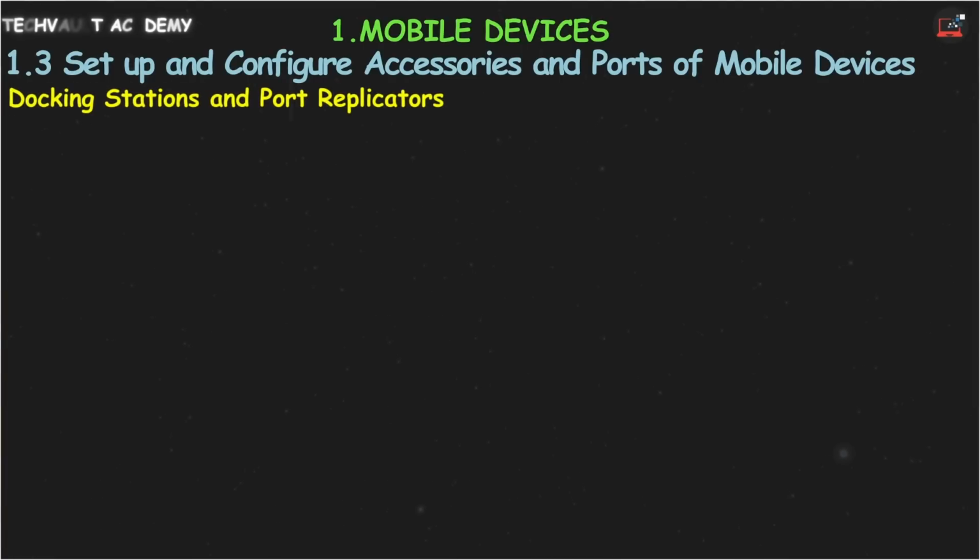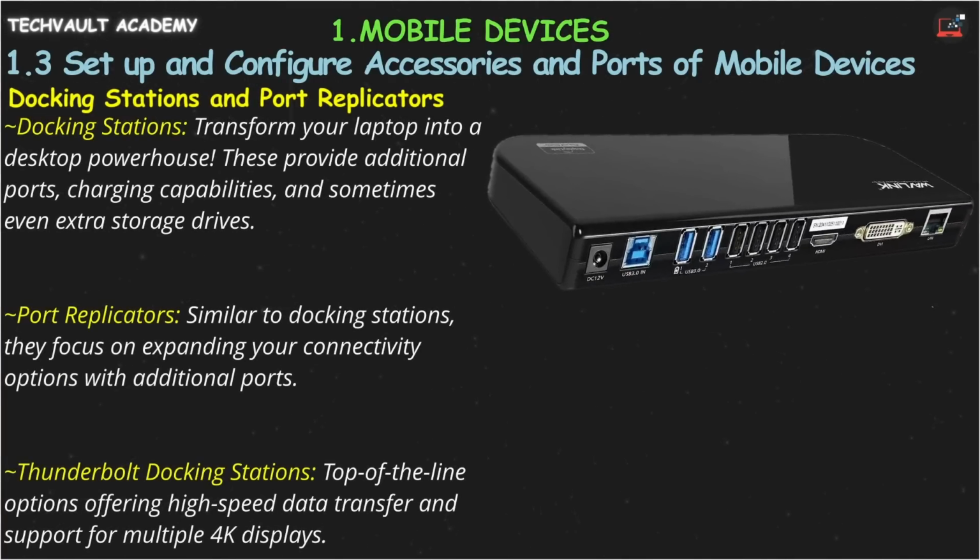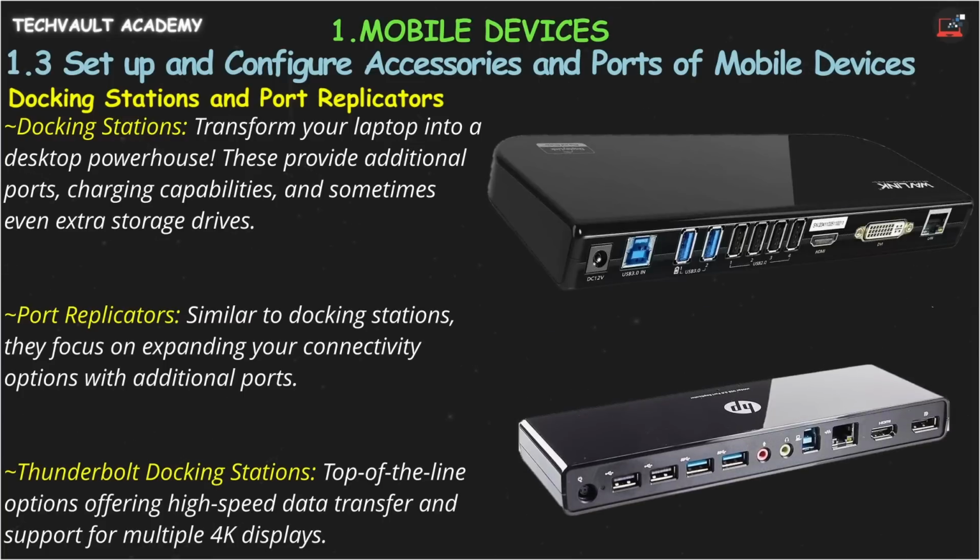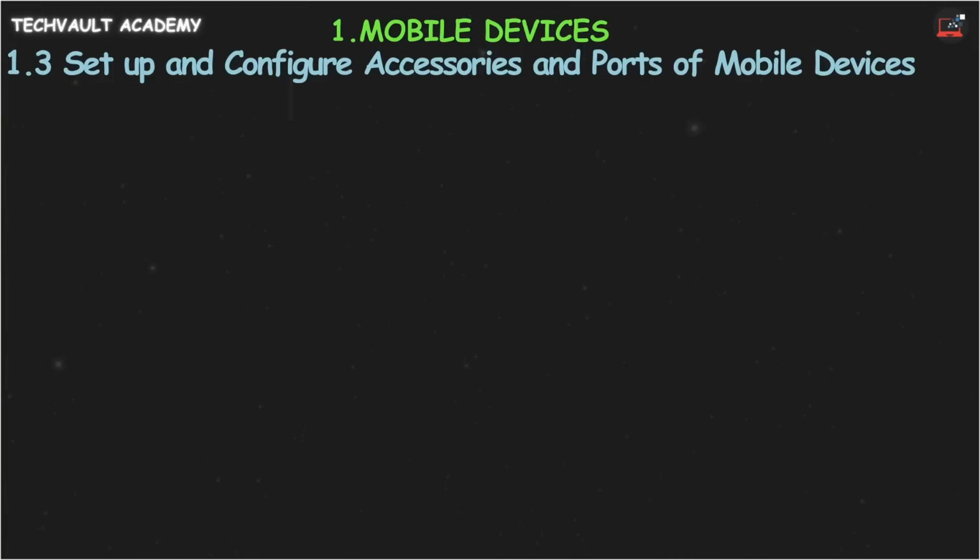Docking stations and port replicators. Desktop power. Docking stations transform your laptop into a desktop powerhouse. These provide additional ports, charging capabilities, and sometimes even extra storage drives. Port replicators. Similar to docking stations, they focus on expanding your connectivity options with additional ports. Thunderbolt docking stations, top-of-the-line options offering high-speed data transfer and support for multiple 4K displays.